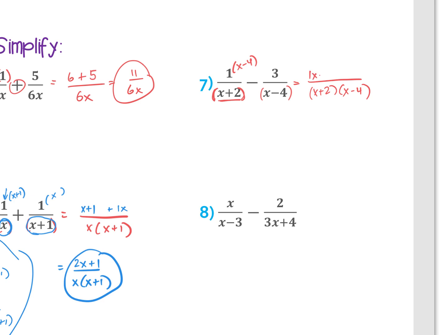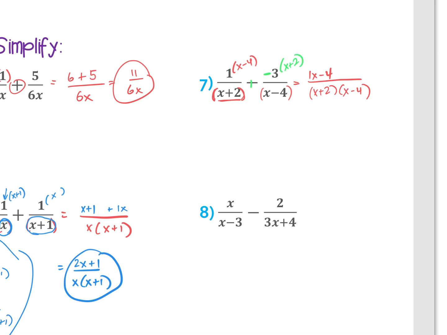I'm going to get 1x minus 4. Okay? Now, I see that I have a minus 3 here, so I'm just going to change that to a plus and make it a negative 3. That's going to be a little bit easier for me to work with when I multiply. So again, I look at my denominator, it's x minus 4, and I say, okay, what's missing? Well, what's missing is the x plus 2.